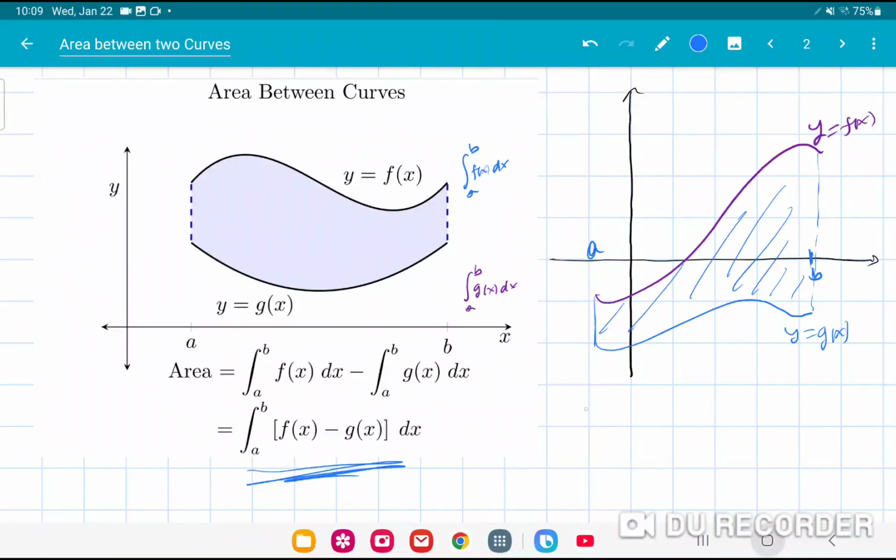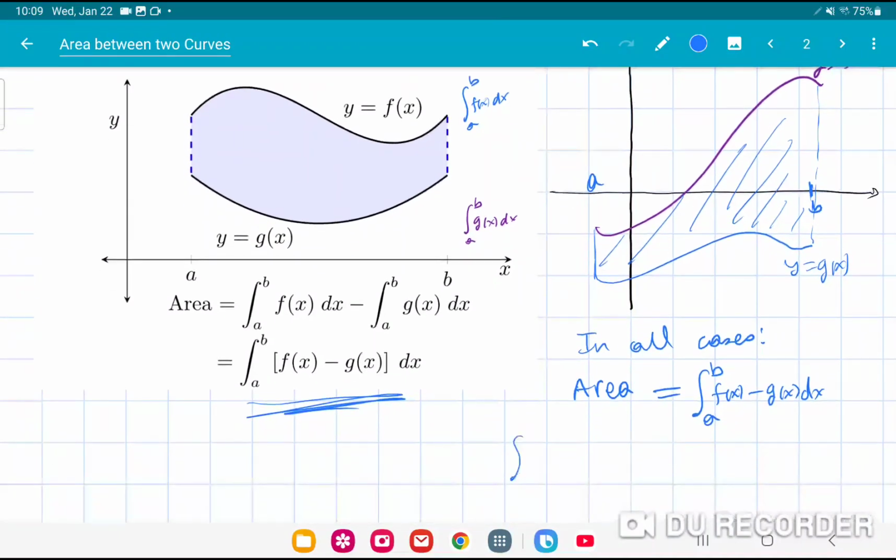So in all cases, the area between the two is the integral of f of x minus g of x dx from a to b. In short, I look at it as the integral of the top function minus the bottom function from a to b. And that's how we calculate the area. Okay, let's just have one example, and then we will expand this idea a little bit.